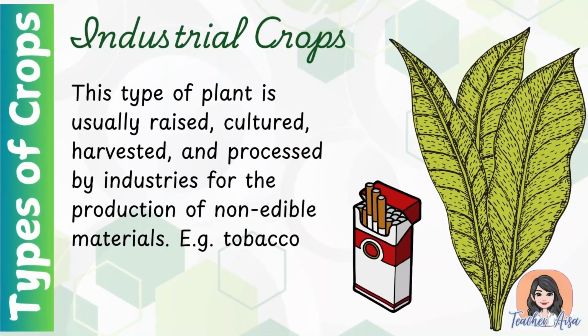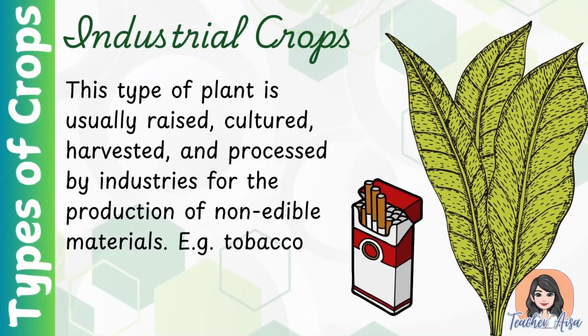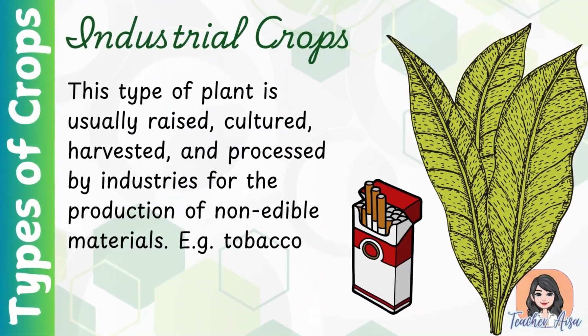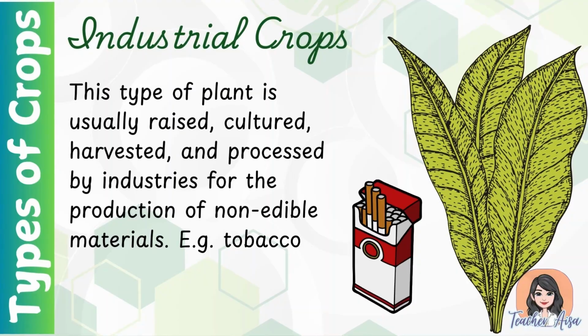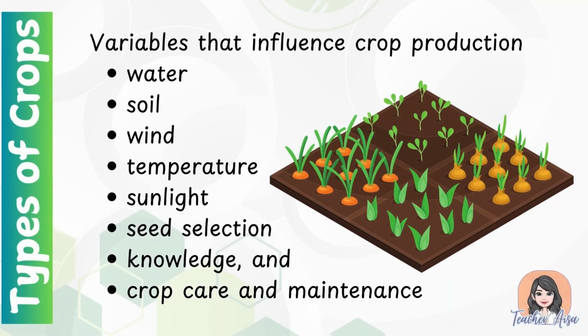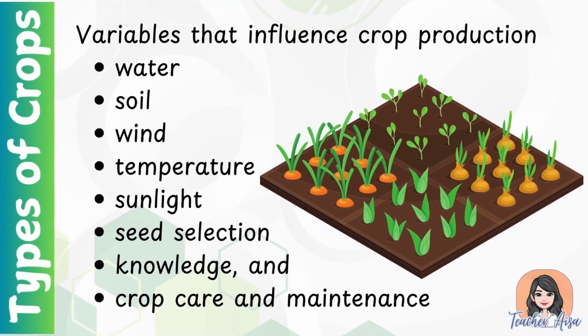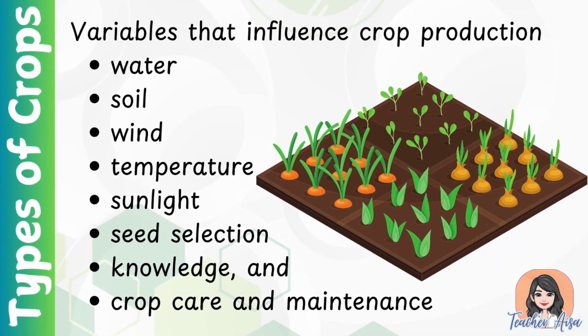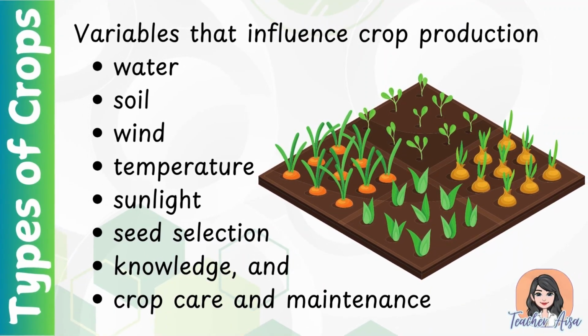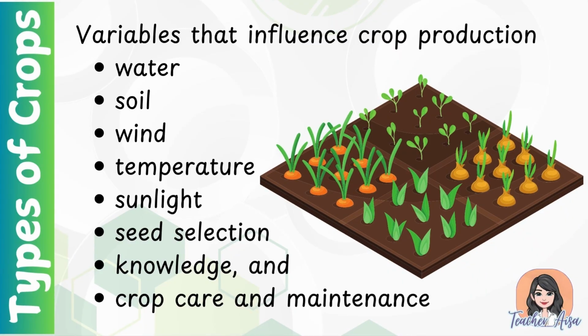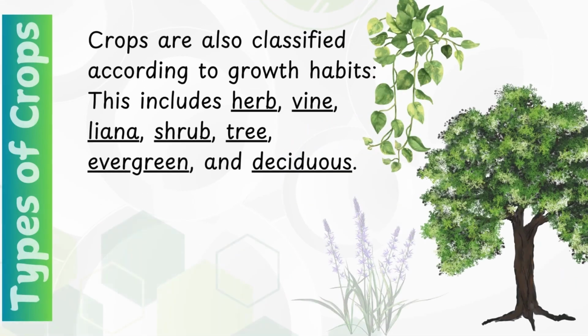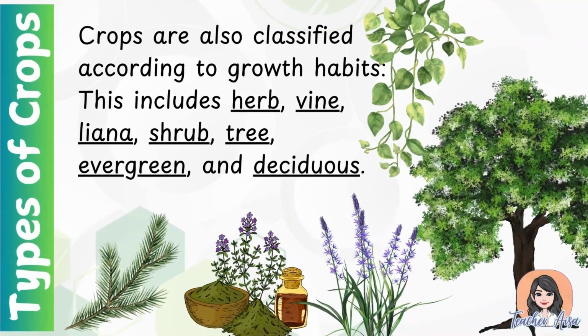Industrial crops. This type of plant is usually raised, cultured, harvested, and processed by industries for the production of non-edible materials. Example is tobacco. Here are the variables that influence crop production: water, soil, wind, temperature, sunlight, seed selection, knowledge, and crop care and maintenance.